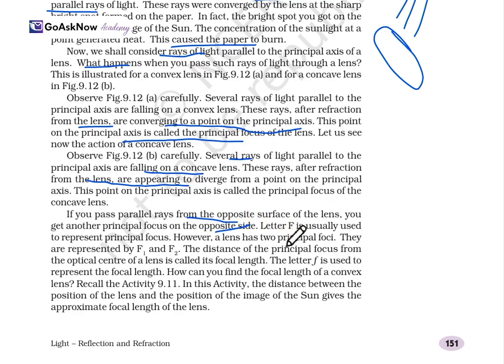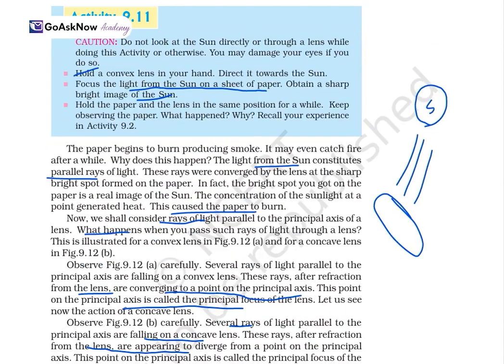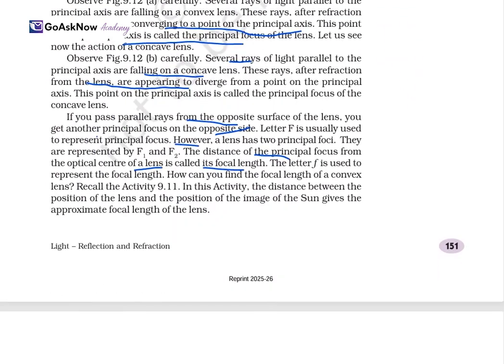The letter F is usually used to represent the principal focus. However, a lens has two principal foci, and they are represented as F1 and F2. The distance of the principal focus from the optical center of the lens is called the focal length. The letter f is used to represent the focal length. How can you find the focal length of a convex lens? Firstly, recall the activity 9.11, the one we did with sunlight.